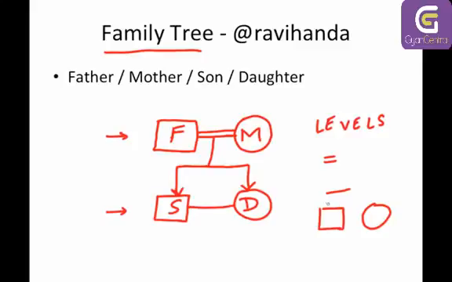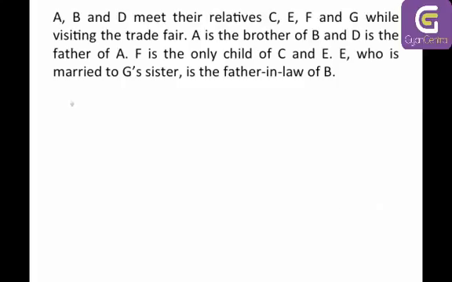Let's try and solve one question on this. Say we are given A, B, D meet their relatives C, E, F, G while visiting a trade fair. A is the brother of B. Okay. So I have A here. Who is the brother? So A is definitely a male and he is the brother of B. I do not know about B as of now, whether it is a male or a female.